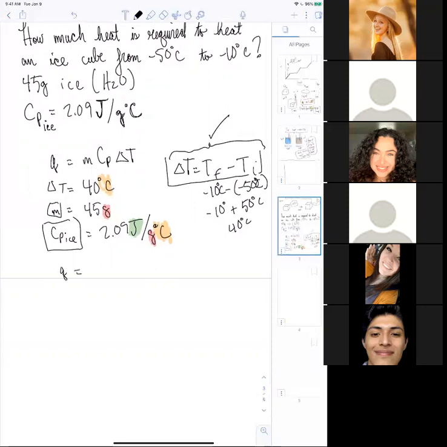We just go in and plug all these in. Q is equal to 45 grams, and then we want to multiply that times the mass. I'm sorry, that is the mass. We want to multiply that times the specific heat capacity. And then we multiply that times delta T, excuse me. And then that gives us some number.